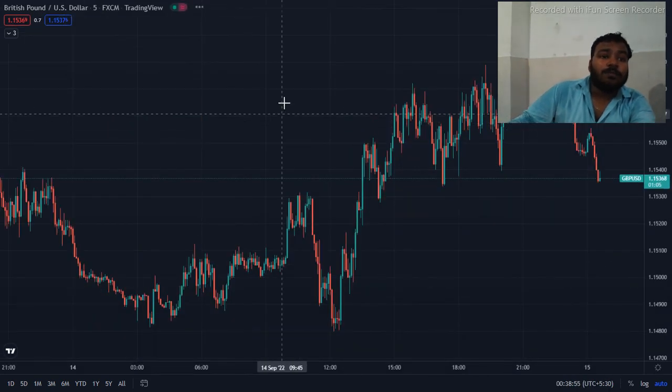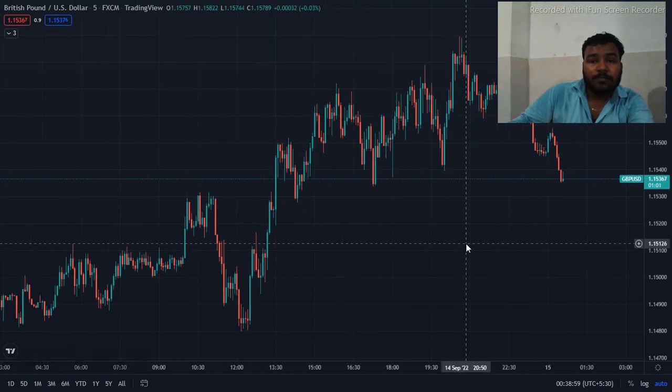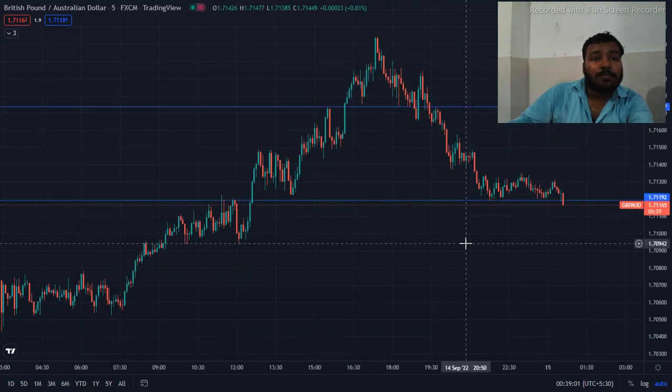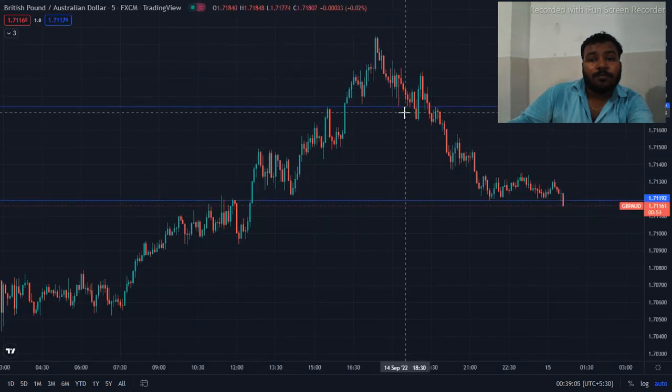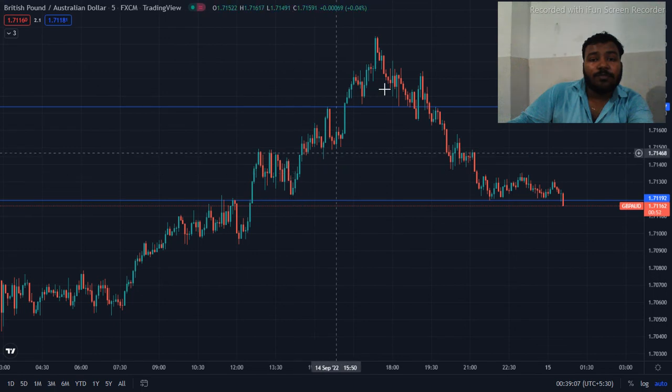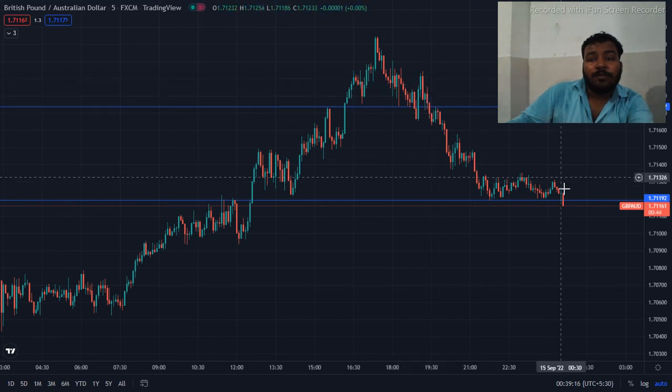Now, see, GBP USD and GBP AUD. See how beautifully it tested, couldn't sustain this candle. We told that it is going to give a sell off, and this trending candle is the one in which we entered, and a good profit was booked. Alright, now this is getting breached.